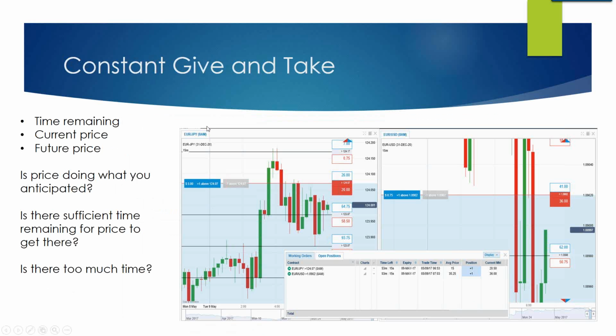Now, it's always a constant give and take with a binary option. You've got time remaining, you have the current price and the future price that you're dealing with when you're trading out of the money binaries. The first thing that I look at is price doing what I anticipated, and is there sufficient time remaining for the price to get there? Sometimes I might have too much time for price to get there. So you've got this constant give and take.